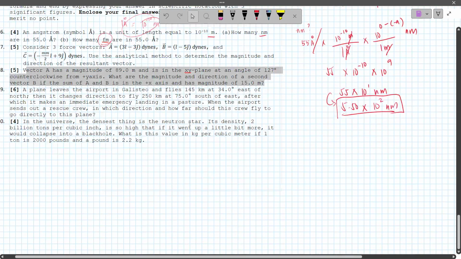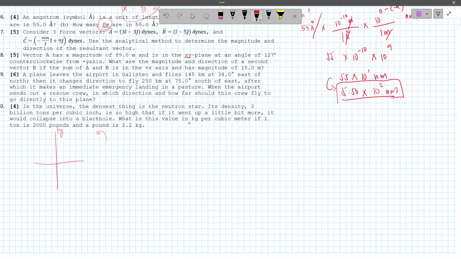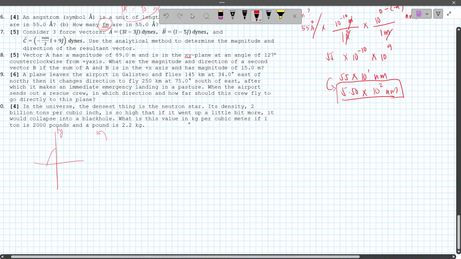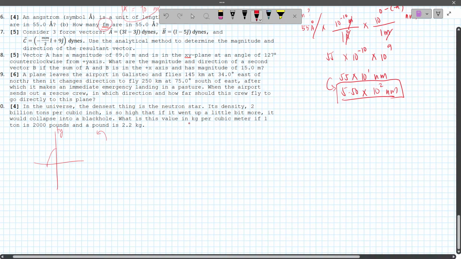Sabi niya, vector A has magnitude of 89 meters and is in the XY plane at an angle of 127 degrees counterclockwise from positive y axis. So this is your positive y. Counterclockwise is paganyan. So from positive y, 127 degrees. So this is 90, which means that I need how many more? 37. So I need around 37 degrees here. And this is my vector A.